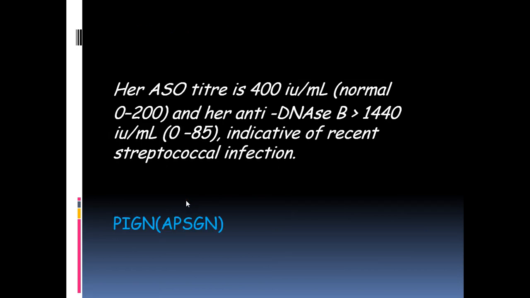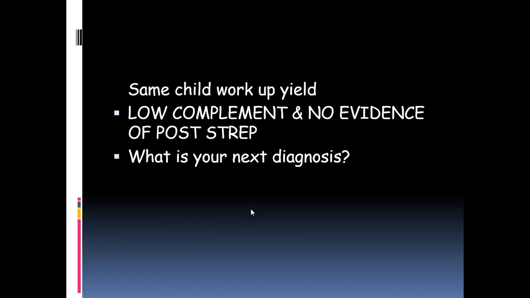So what happened to this girl? Her low complements were followed by an ASO titer which was reported to be 400, which was more than her normal limits, and other serology indicating the streptococcal entity was positive. So the final diagnosis of poststreptococcal glomerulonephritis was made. A few words which we'll be discussing further.